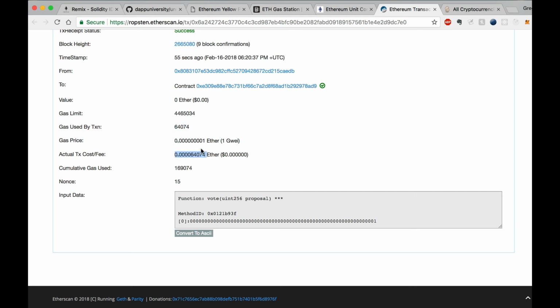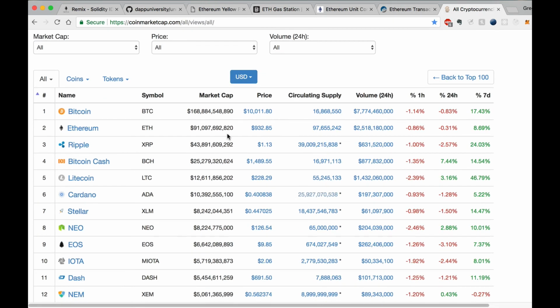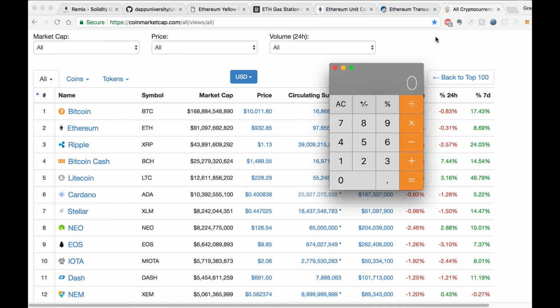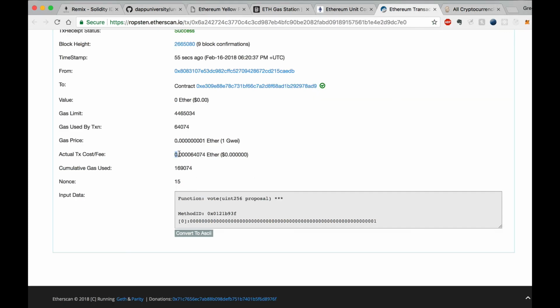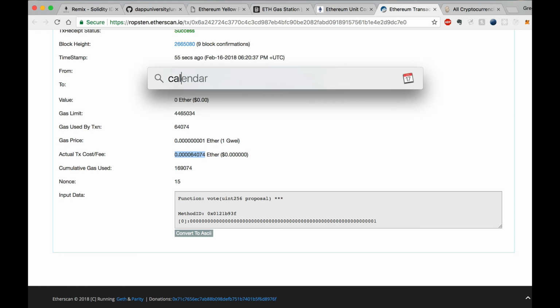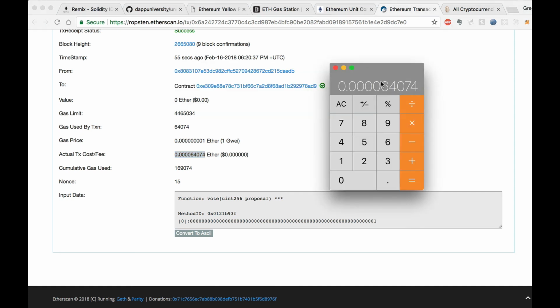Let's convert this to US dollars. Seems like that didn't quite work here. So we can just see on coinmarketcap.com that Ethereum is $932. Go back and copy this value. This is how much gas we actually used. So we'll paste that value in and we'll multiply that by 932. That's equal to about 6 cents in US dollars. So instead of our possible transaction fee, what we saw a minute ago was like $5 maybe. This was the maximum gas limit that it would allow us to use. It was way less than that.